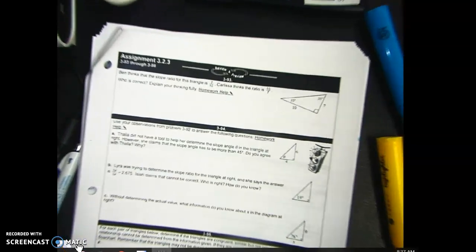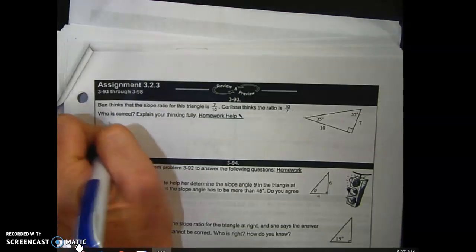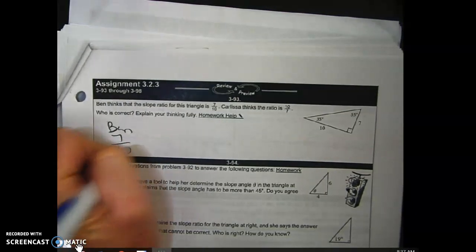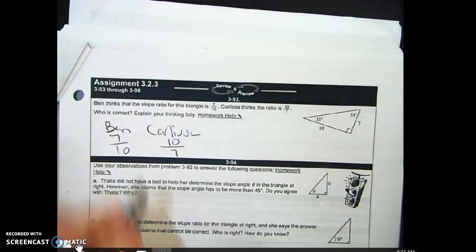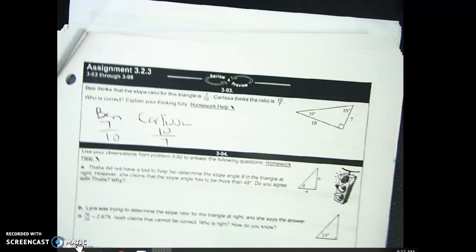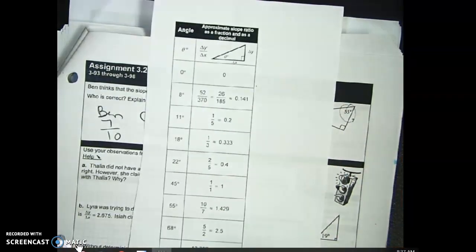Okay, let's see. So Ben thinks the slope ratio is 7/10, and Carlissa thinks it's 10/7. Who is correct? Well, honestly, let's see. So I see 55 and 35, so I'm going to look on my little sheet.